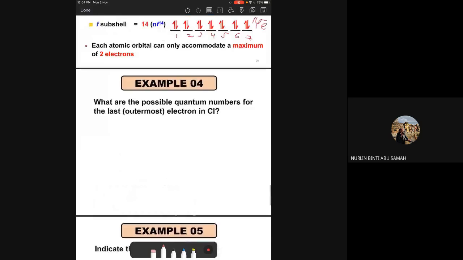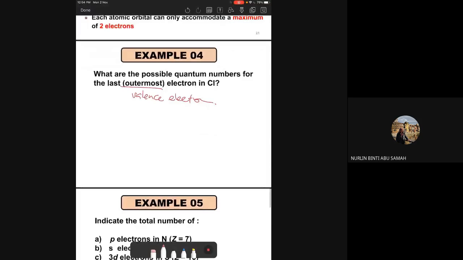Outermost ni valence electron lah. So kamu boleh try to figure out dengan refer kepada dia punya electronic configuration.